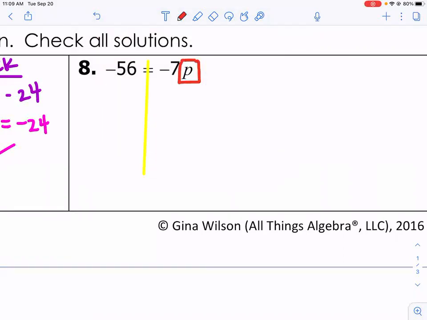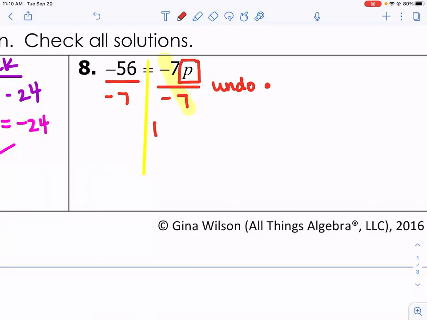Now, it looks like negative 7 is on the same side of the fence with P, but I don't want negative 7 to be there. Bennett, how is negative 7 attached to P? What operation? Multiplication. So we need to undo this multiplication, right? And Braylea, what do we need to do with that -7 to undo it? We need to divide. So we're going to divide both sides by -7. All right. So the -7 divided by -7 cancels out to be 1.